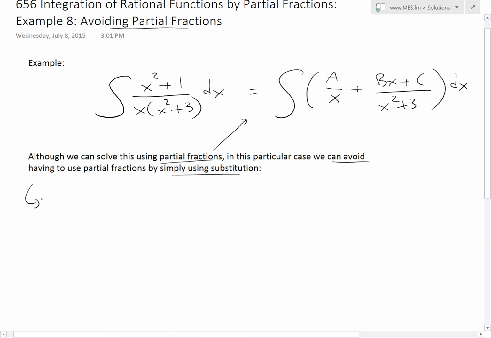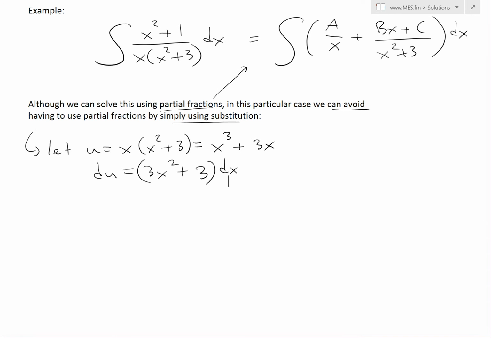For example, if we let u equal the denominator, x times x squared plus 3. If you expand this out, this is just x cubed plus 3x. Now the derivative, du, is equal to 3x squared plus 3, then there's a dx right here. Take the 3 out of there. We have 3 times x squared plus 1 dx, and as you can see, this is the numerator.